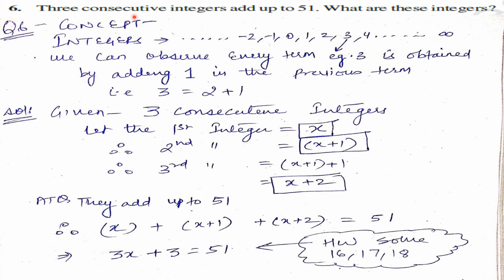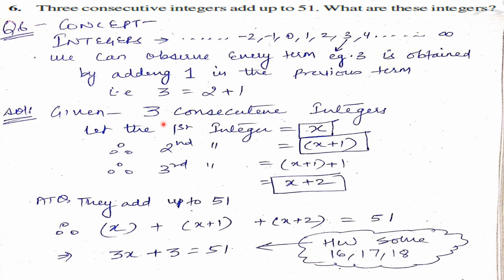Now see, there are two things. There are three consecutive numbers, and the second thing is they are adding up to 51. So this three consecutive thing will help us to form the assumption part, and this adding up to 51 will help us to form the equation. Yes, let's start.